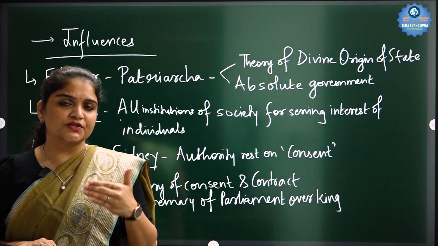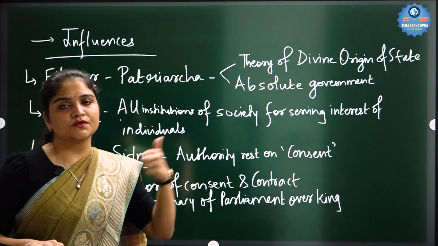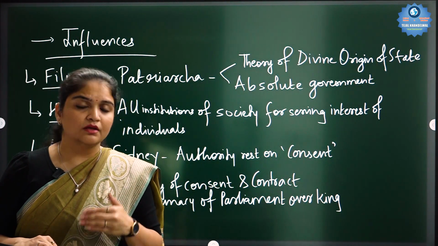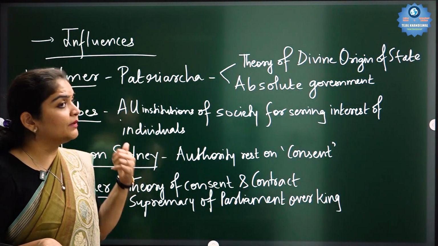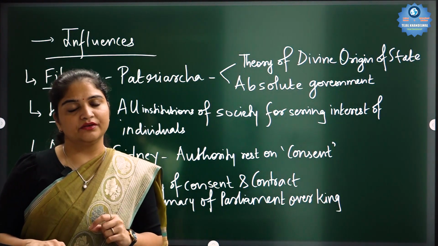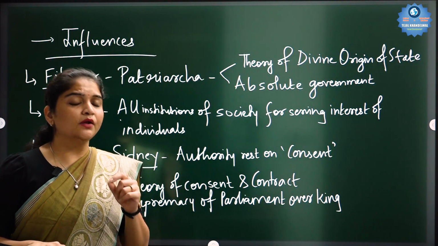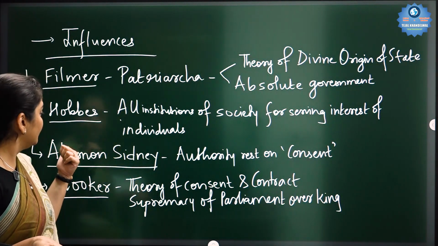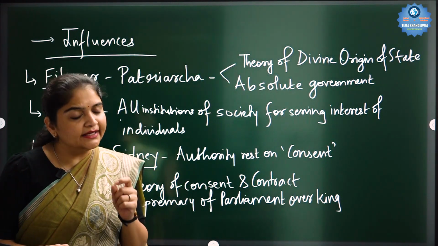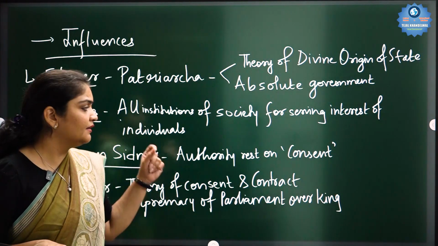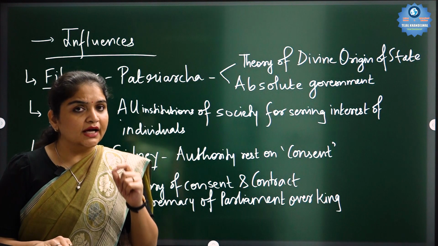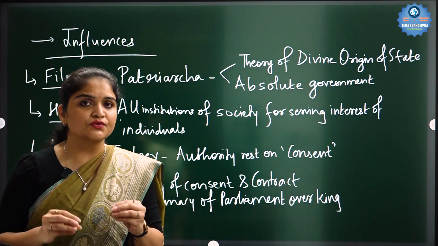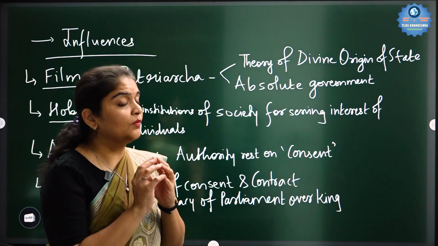From Hobbes, Hobbes says that all institutions of society are for serving the interest of individuals. Locke refutes the arguments of Hobbes in his Second Treatise. But somebody who had a key impact on Locke's thought was Algernon Sidney. Algernon Sidney says authority rests on consent. Without an element of consent, there cannot be any authority, and thus sovereignty should always lie with the people.